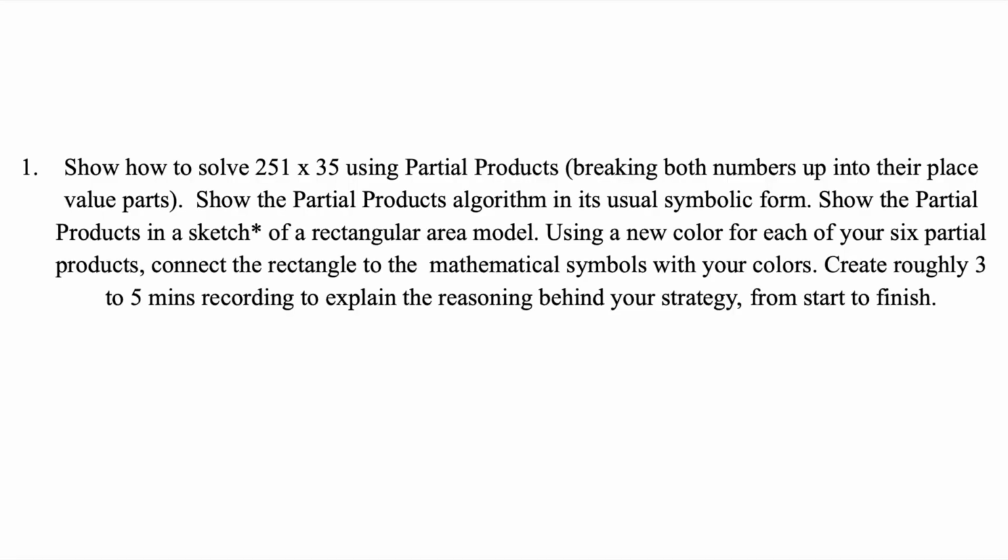So here we have the problem in written form. So once again, we're trying to solve 251 times 35 using partial products. We're going to be using its symbolic form, and we're also going to sketch a rectangular area model to show how the partial products are going to be done.